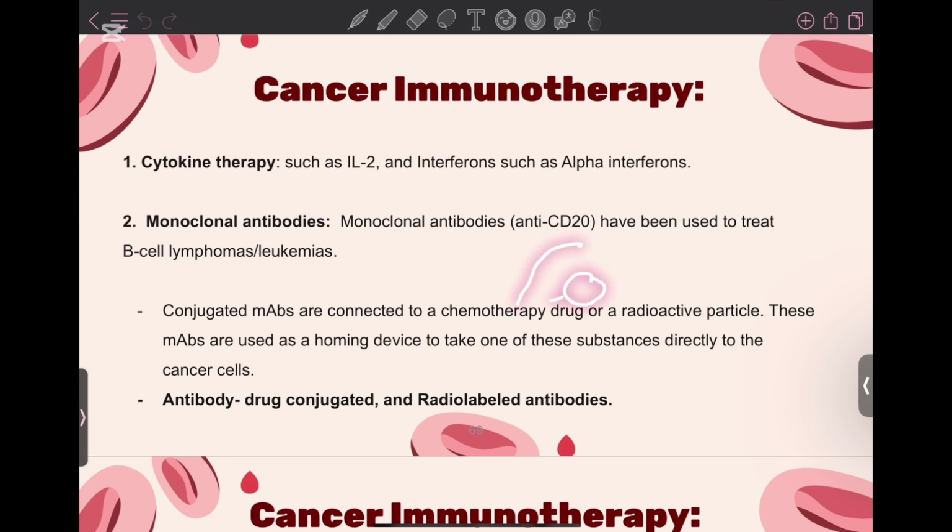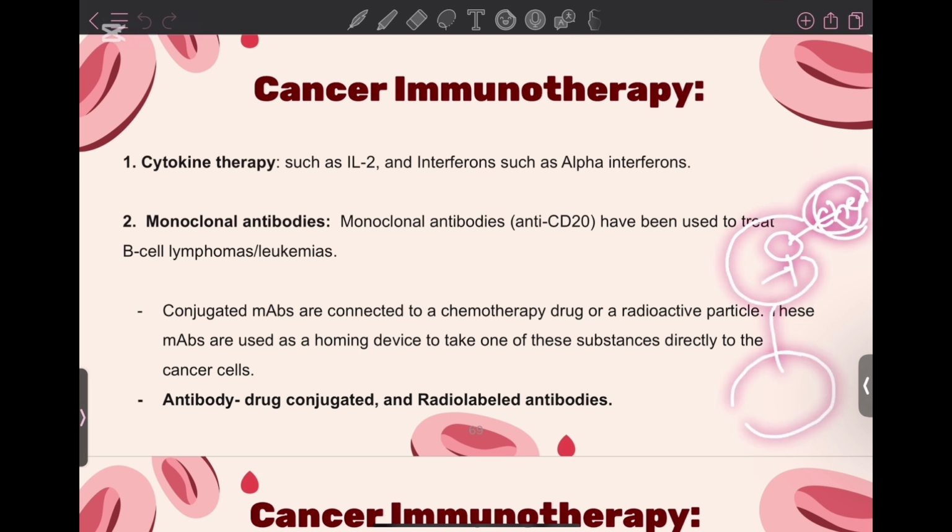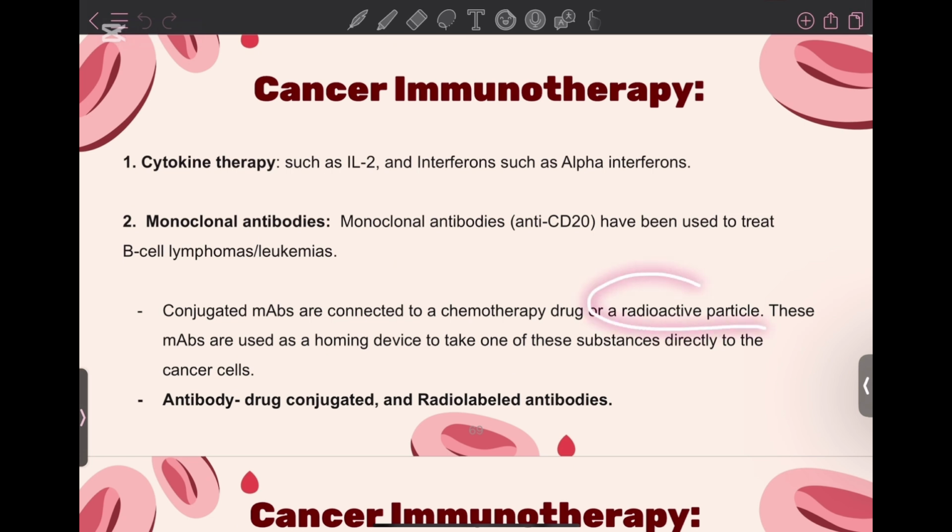So let's say this is our antibody. We can attach a chemo drug to the antibody, and this antibody will only deliver this chemotherapy to the cells that express CD20. This is a way to help us reduce the systemic effect. Or sometimes we can also attach a radioactive particle, which is used as a homing device to take one of these substances directly to the cancer cell.